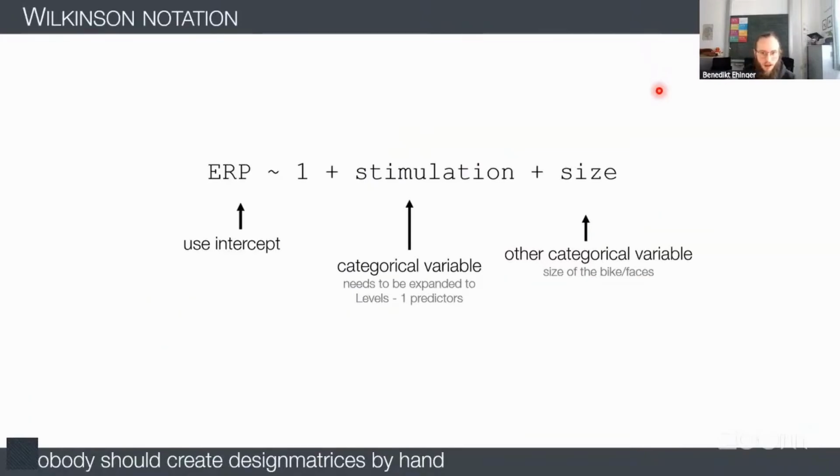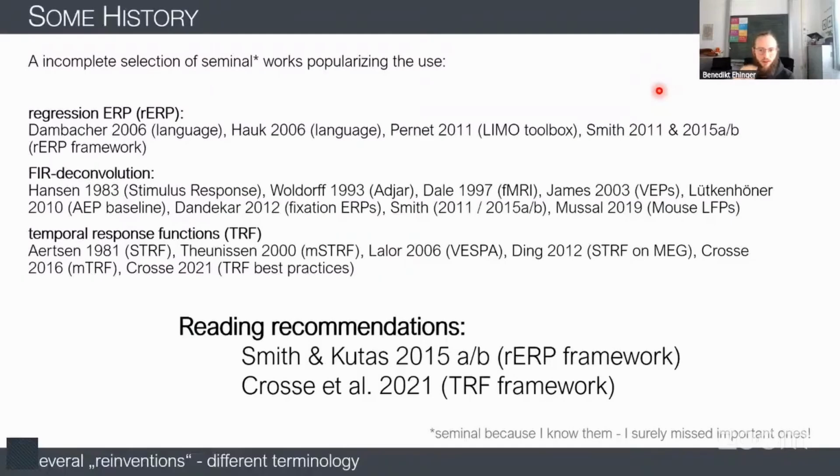Okay. A little bit of history of all these kind of things before we go to how you actually do that in Unfold.jl.